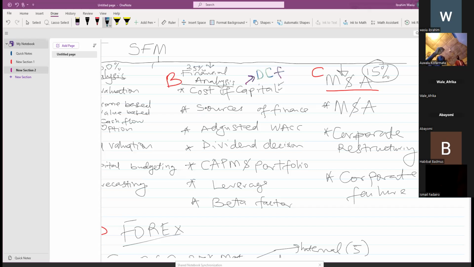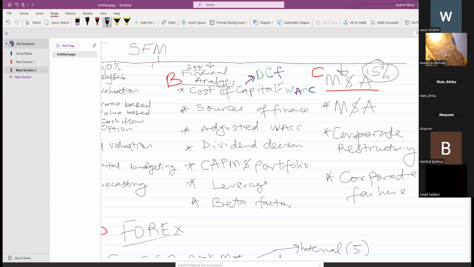So among the topics you need to understand under financial analysis is source of finance. Should we use debt? Should we use equity? The benefits and demerits and the like, and some small calculation you have there. Adjusted WACC. We have cost of capital, which we normally say should be WACC, or we have the adjusted WACC. Adjusted WACC simply means we need to adjust our WACC.